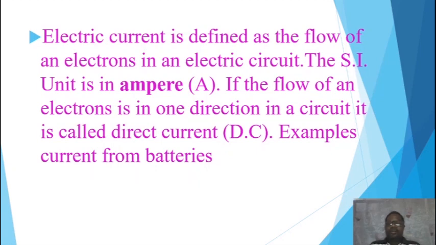And we say we have two types of electric current. Number one, we have the direct current and the alternating current. Okay, you listen. So we say if the flow of an electron is in one direction in a circuit, it is called direct current. So we call direct current the current that flows only in one direction. An example of where we can get direct current is in torch batteries.